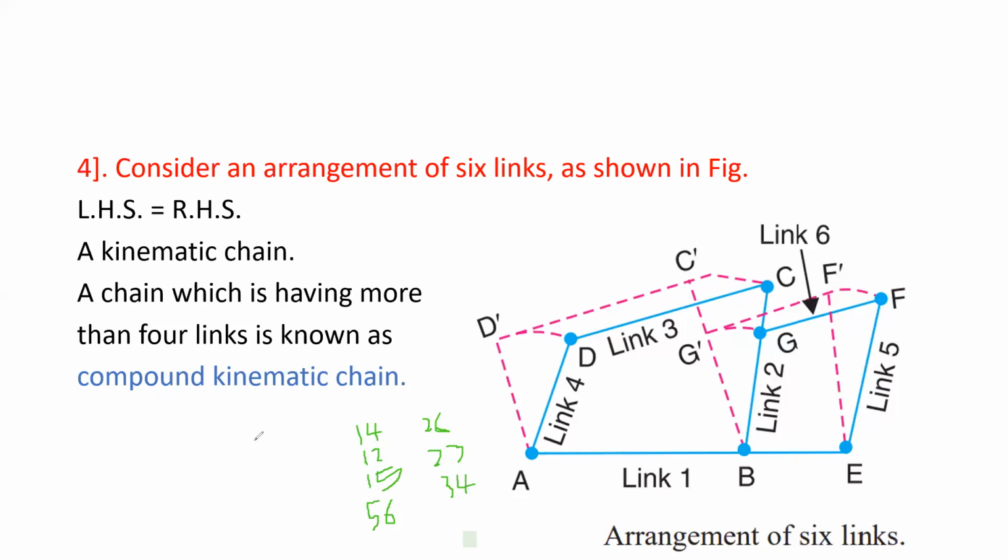So 2 into 7, the number of pairs, is 14. 2 into 7, 14 minus 4, that is 2p minus 4, means you are getting 10 here. So the right hand side is coming greater. The left hand side, 6, is less compared to the right hand side.